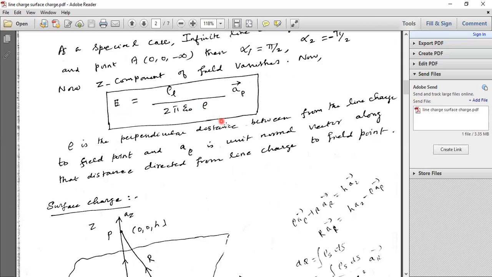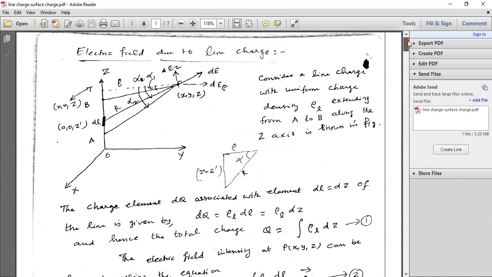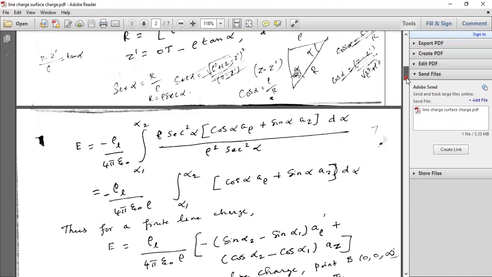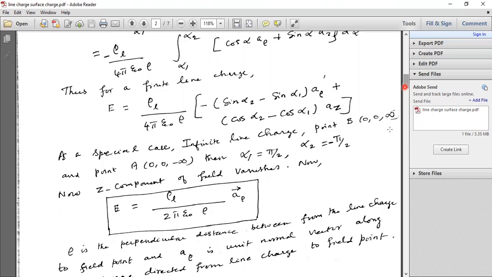So this is about the line charge intensity calculation. Thank you. In the next video we are going to see surface charge density, and how to calculate the electric field intensity due to the surface charge density. Okay, thank you.